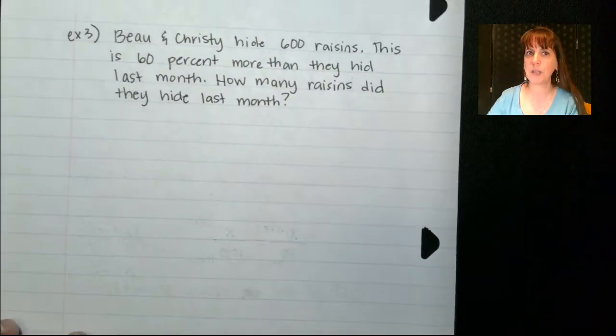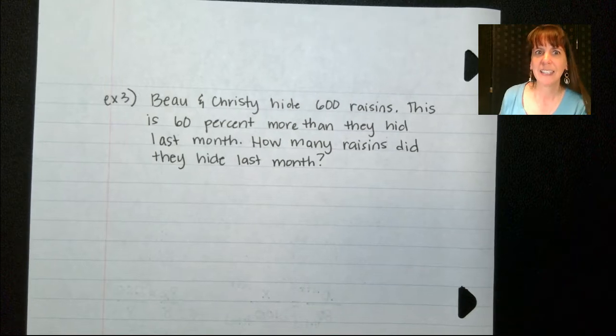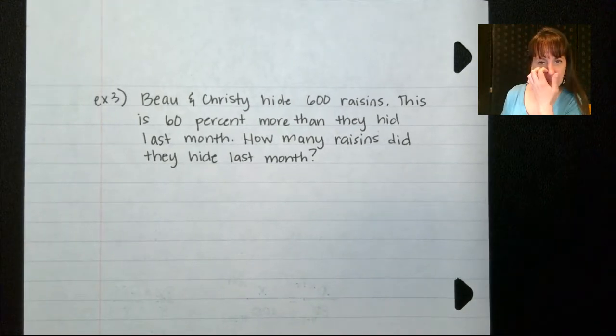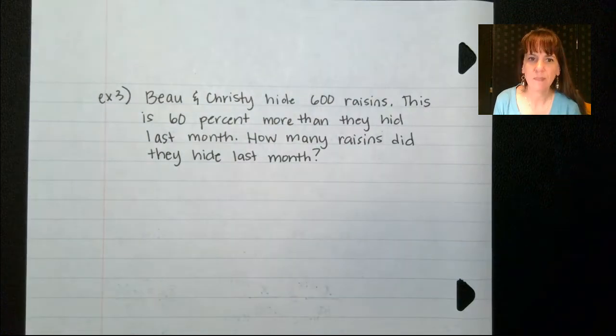Okay, example 3. Bo and Christy hide 600 raisins. I don't know why. This is 60% more than they hid last month. What are they doing? How many raisins did they hide last month? Okay, so I just want to make sure I copied that problem down right. I did. So we're going to do our setup.